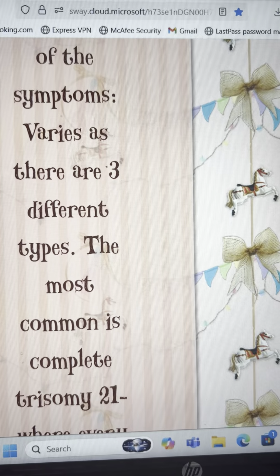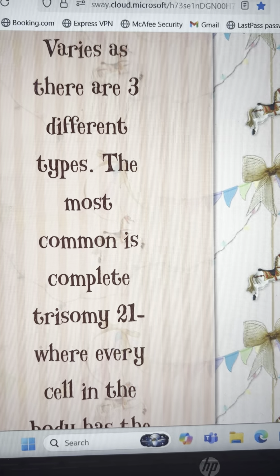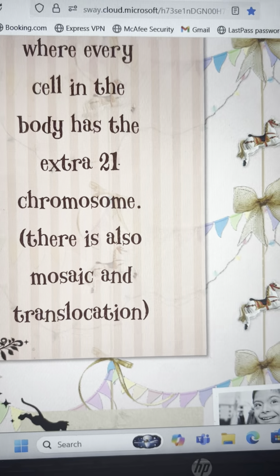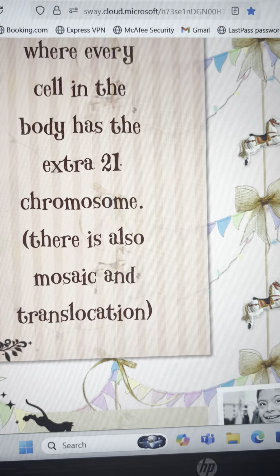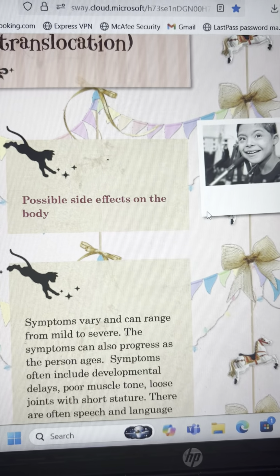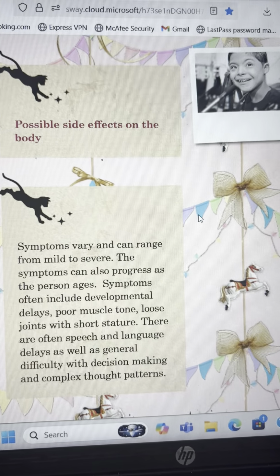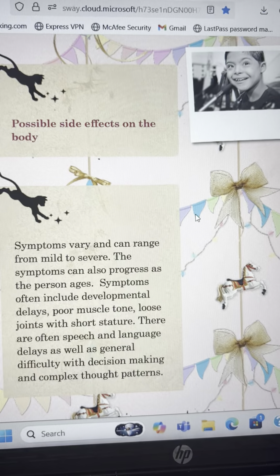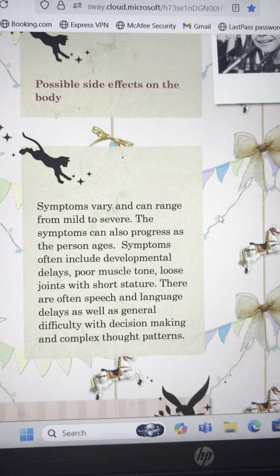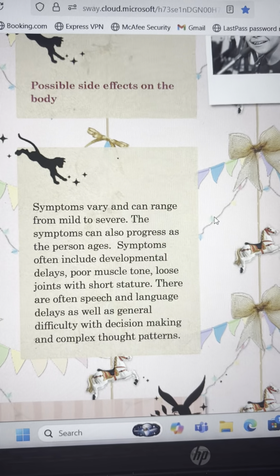Symptom description can vary. There's 3 different types. The most common is complete trisomy, where every cell in the body has the extra 21 chromosome. There's also mosaic and translocation. We're going to talk specifically about full trisomy 21. Side effects on the body are actually related more to the structural abnormalities, not necessarily the fact that there's that extra chromosome, and they can vary and range from mild to severe.